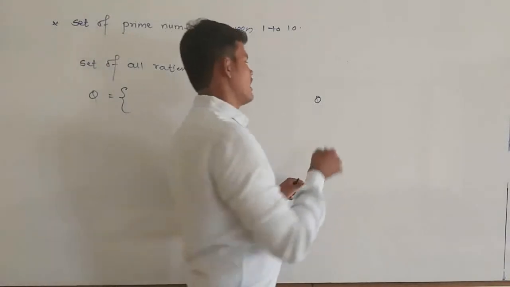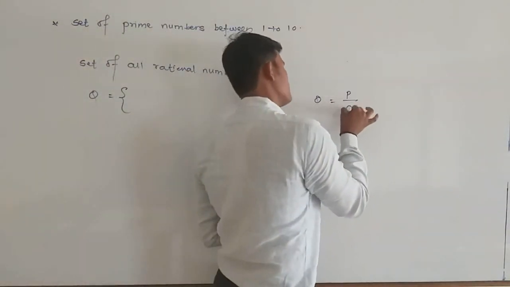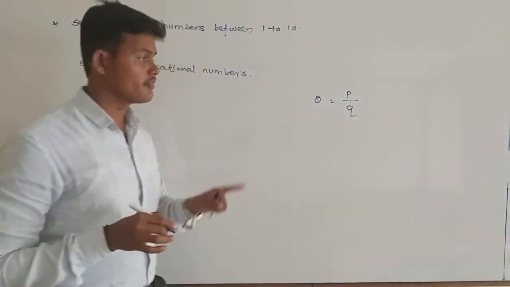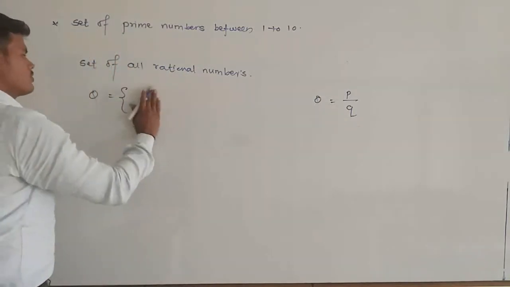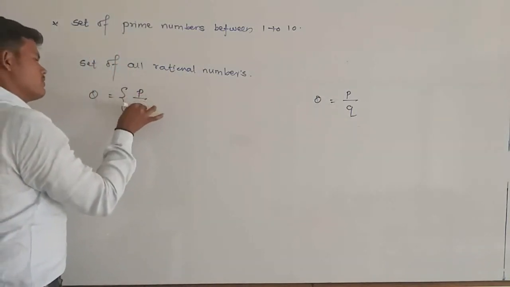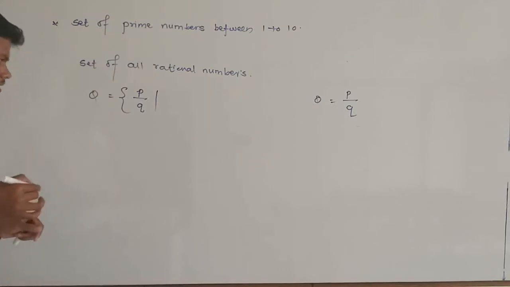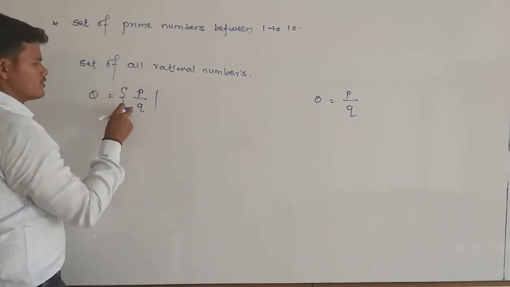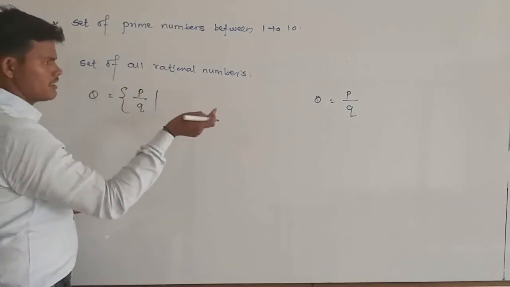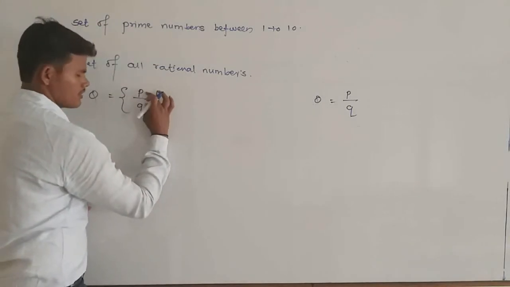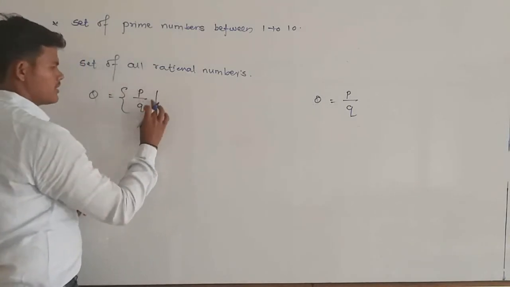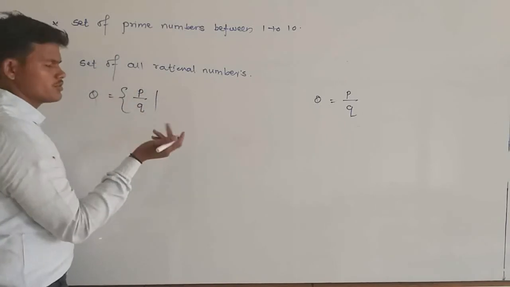Rational numbers are in the form of P upon Q. Rational numbers कोणत्या फॉर्म मध्ये असतात? They are in the form of P by Q. So we write P upon Q, with a vertical line, such that what P and Q denote. आपण rational number साठी कशाने represent केले? P by Q ने. We are assigning a variable, that is P by Q. Well, what do P and Q denote?